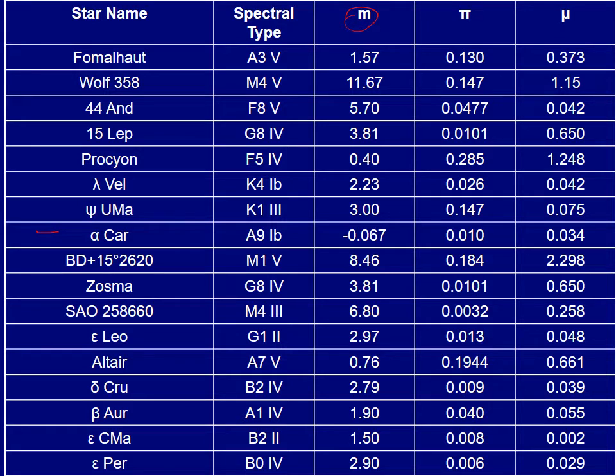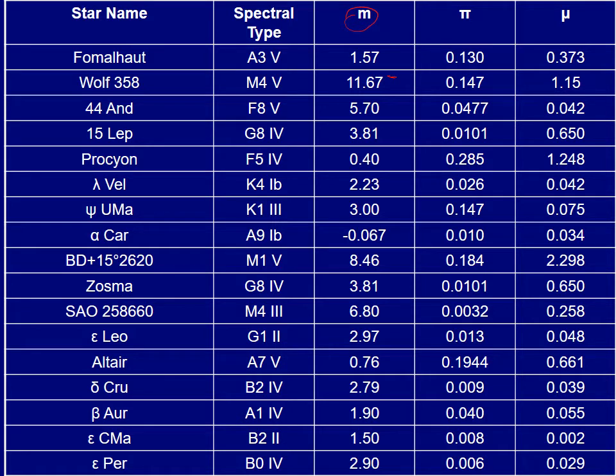Now remember, last week we talked about Bayer designations, the Greek letter Alpha, C-A-R is the official abbreviation for the constellation Carina. And so this is the star Alpha Carinae. So that negative number makes that the brightest star. So what's the dimmest star on the list? Well, the dimmest star on the list is the biggest number. So that's right up here. That's going to be the star Wolf 358. And so that's the brightest and that's the dimmest.